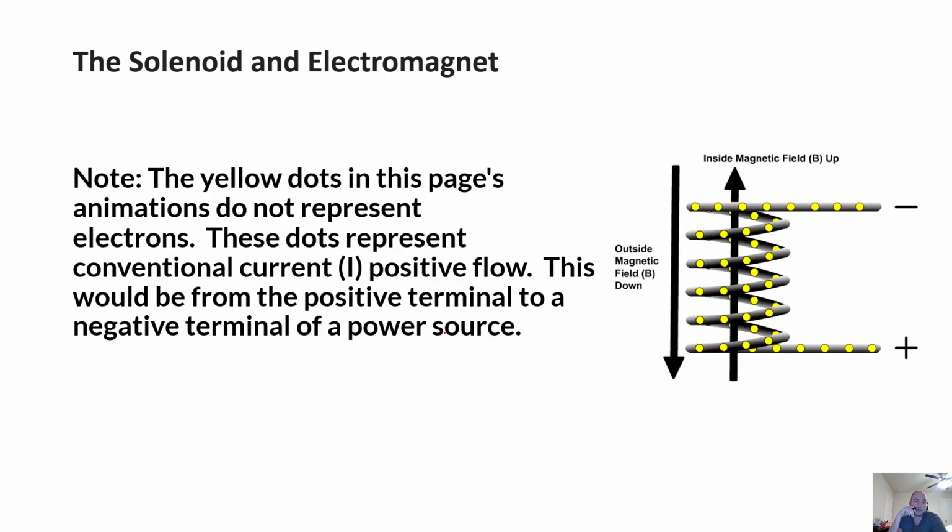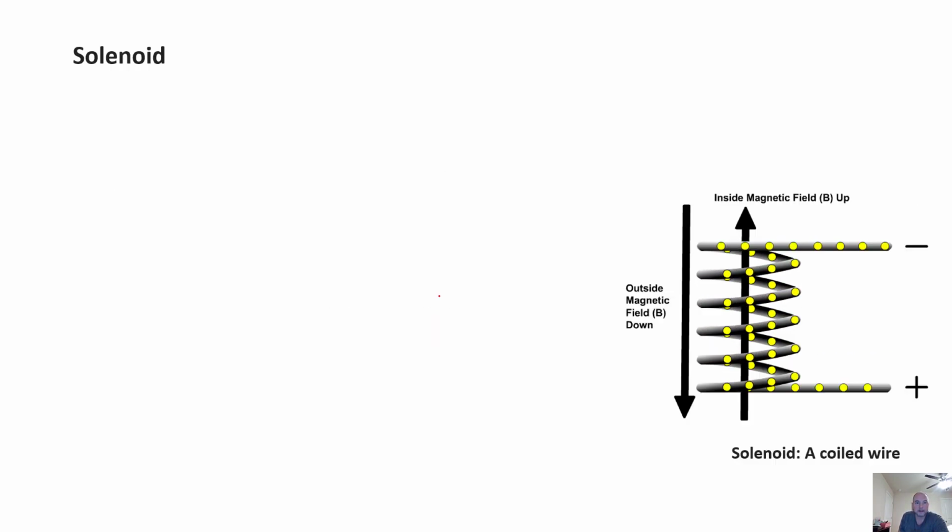Okay, so we're going to take this to the next step. Now we still have current flowing through a wire, but now we're going to have this thing called a solenoid. We're still going to go with the dots representing positive flow, from positive to negative, not what really happens, but conventional current. So positive flow, that Benjamin Franklin kind of came up with, going around, follow it through. And a solenoid is going to be something that's very important.